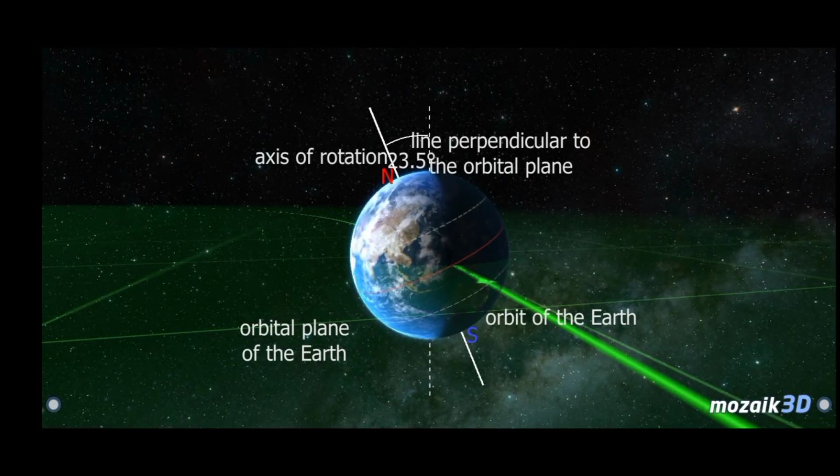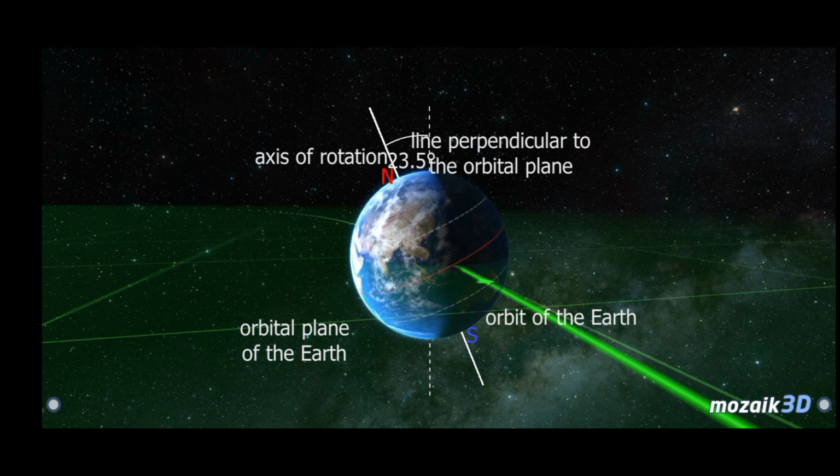The tilt of the Earth's axis is 23.5 degrees. As a result, within 1 year, the angle of incidence of sunlight changes at the same location, and this is the reason why seasons change.